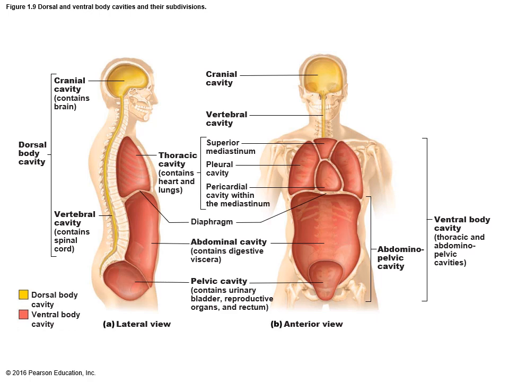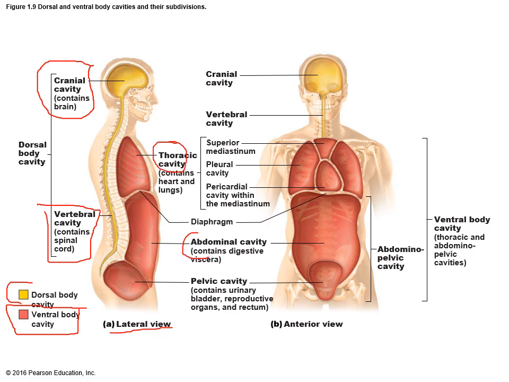We can see that we're looking at a lateral view, which is the side view of the body. And you can see that here in yellow, the dorsal body cavities are going to include the cranial cavity where we find our brain. You can see right here where the spine is coming down, and then the vertebral cavity, which is where the spinal cord is housed within the vertebra. And then the ventral body cavities are going to be towards the front. So you can see it has the thoracic cavity, it has the abdominal cavity, and it has the pelvic cavity.